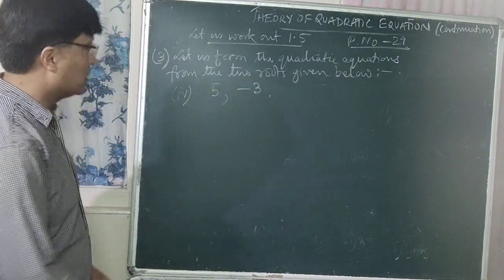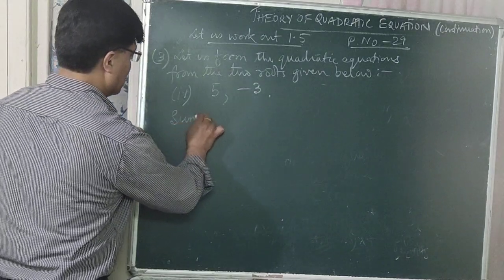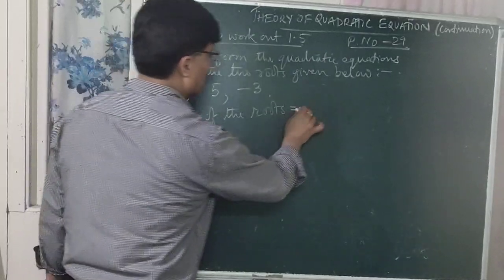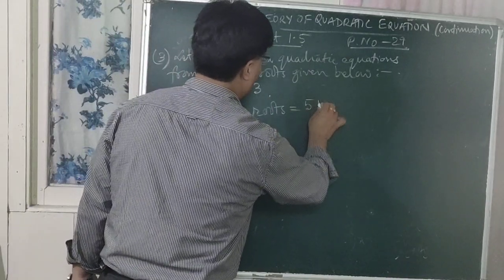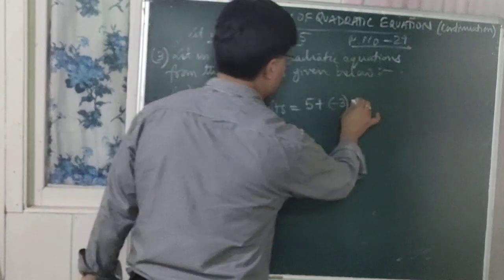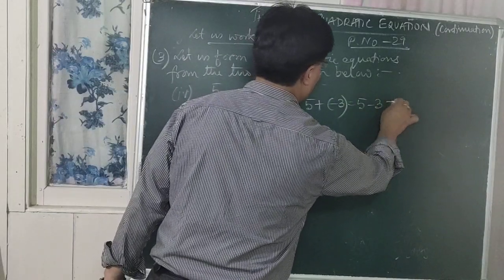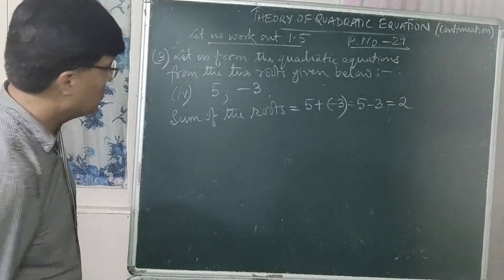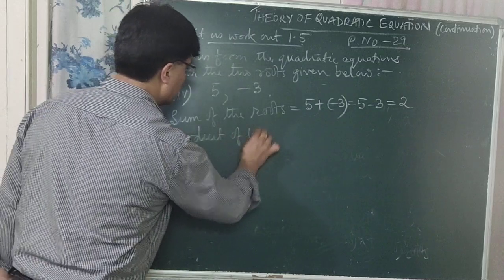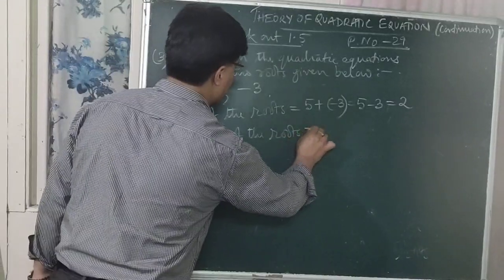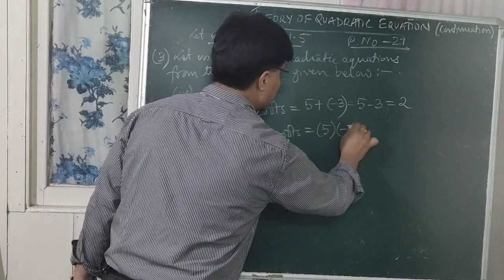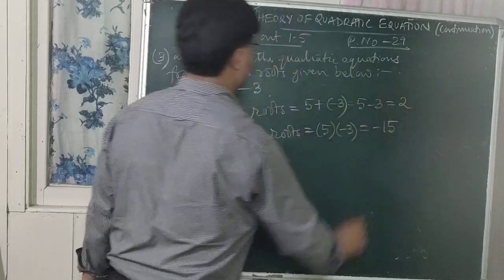That means these are the roots of the required quadratic equation. What is that required quadratic equation now? These are the roots, right? You have to find out the sum of the roots first. Sum of the roots is equal to 5 plus minus 3. This is the sum of the roots, right? Now 5 plus minus 3 is equal to 2. We have got the sum of the roots. Now we have to find out the product of the roots. So what is the product of the roots now? This into this, 5 into minus 3, is equal to minus 15.